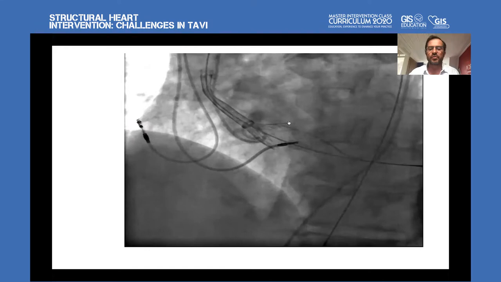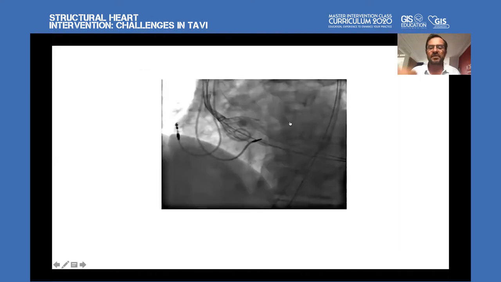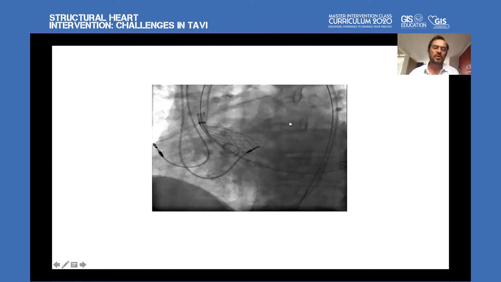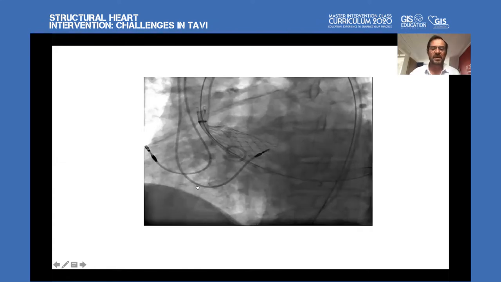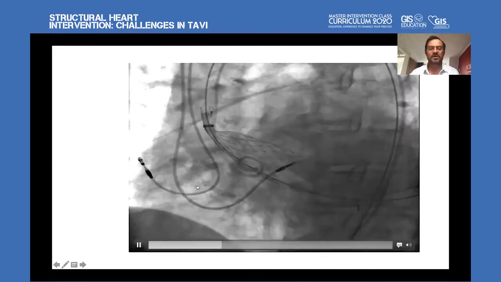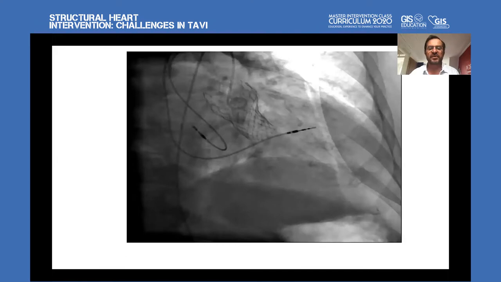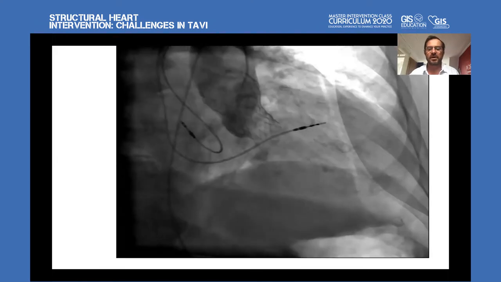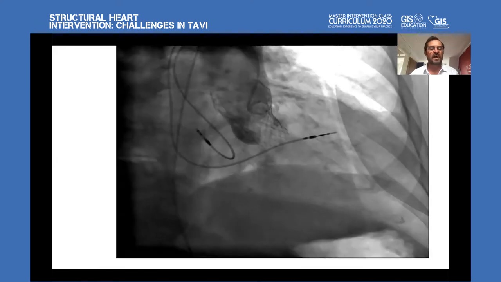But here, the valve will pop up. So what do we do? We just retrieve the valve and reposition it. And we can have a clear and nice deployment of the valve with minimal aortic regurgitation. Let's go now to the chimney technique to avoid coronary occlusion.